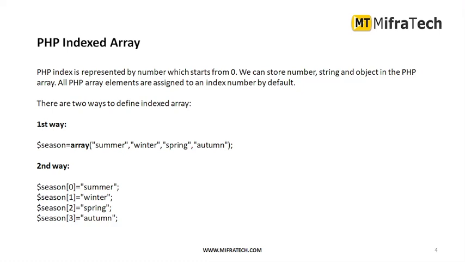Let's go to the season example. In the first way, the season array is equal to array, where we use parentheses and commas to separate the names in the array: summer, comma winter, comma spring, comma autumn. In the second way, season index 0 is summer, season index 1 is winter, and it goes on. We can give a number.